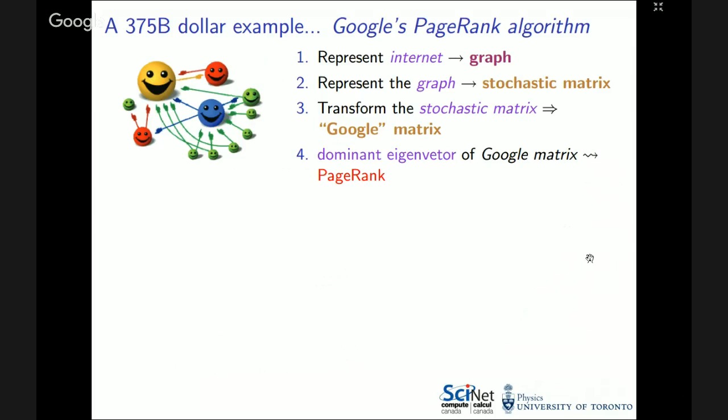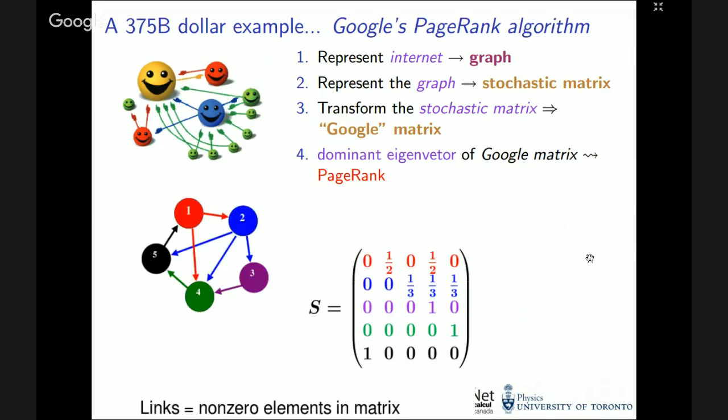Then transform this stochastic matrix into the Google matrix. We're going to see what that is. And then let's find the dominant eigenvector of this new matrix. Basically, this is the page rank. And the page rank is the quantity that Google uses to order the results that you get when you search for something. Okay? So let's assume that we have that simple network.